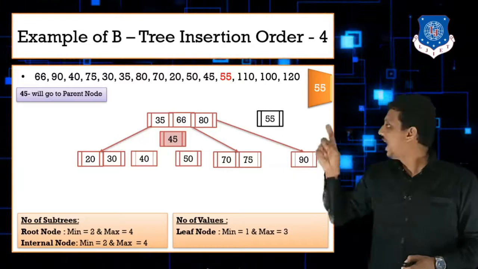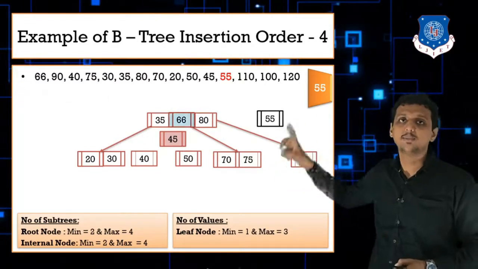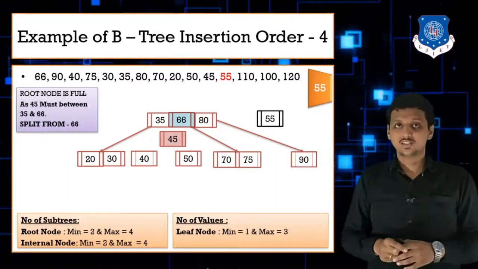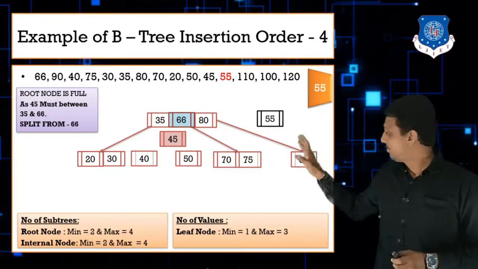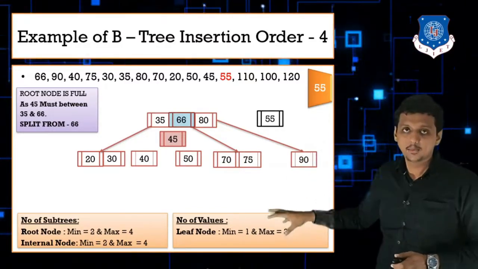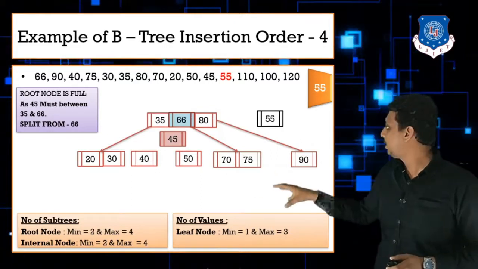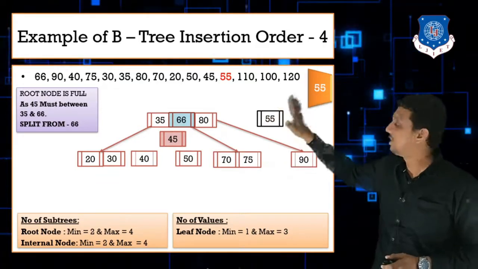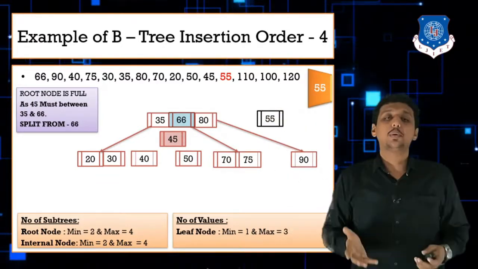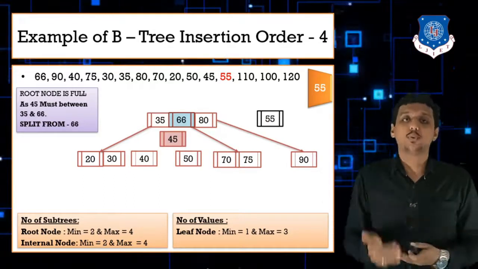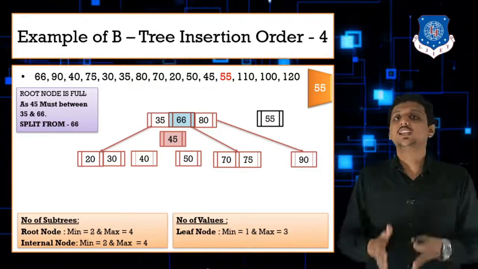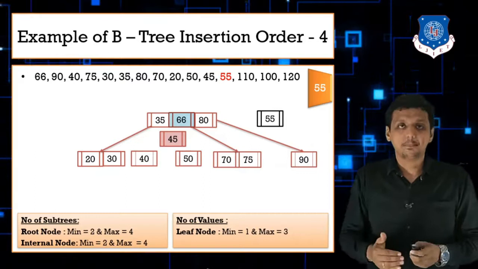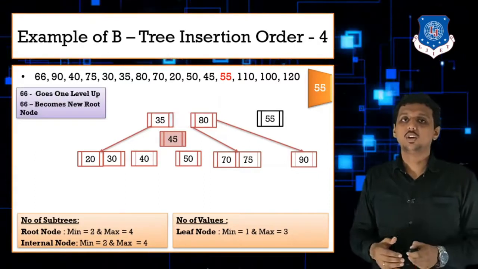So what I need to do is split again, but this time I need to split the root node 66. First I wanted to insert 55 over there, but there is no space, so I need to split the node, and 45 will go to the parent node. But there is no space on the parent node, so the split operation is performed again. The parent node's middle term, that is 66, will go one level up. Okay, now let's see what happens.